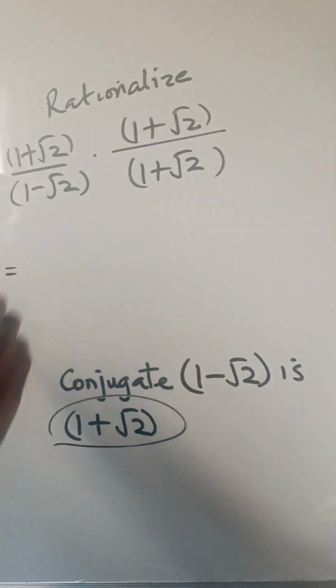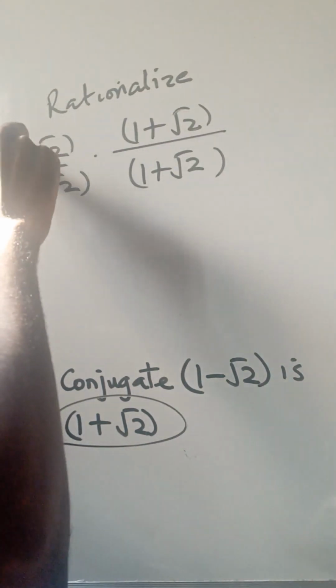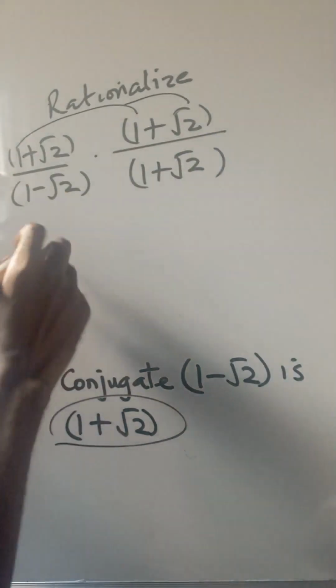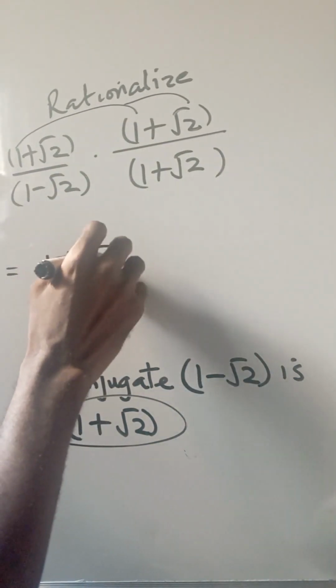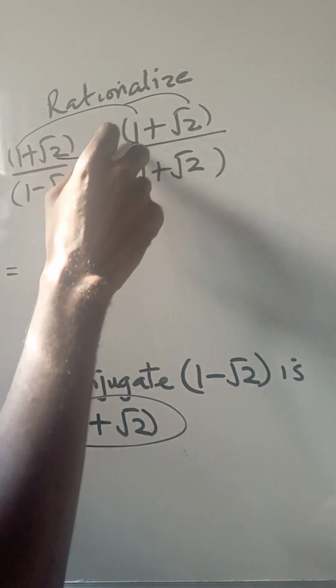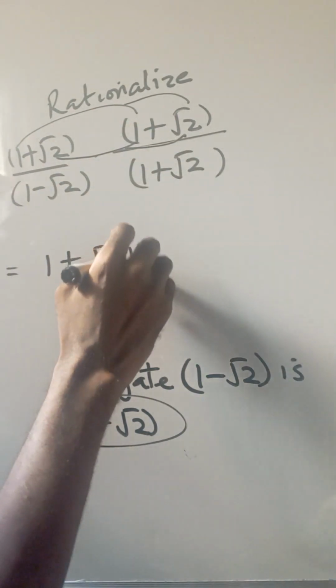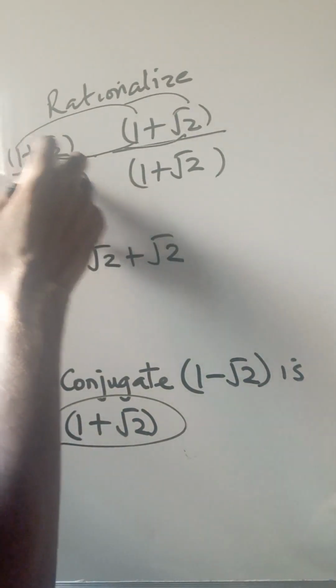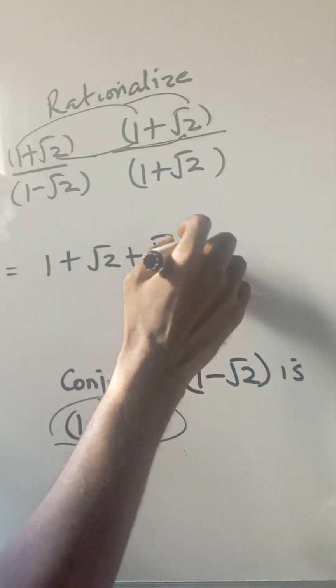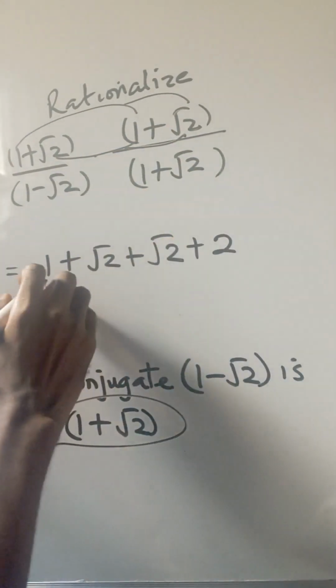Now let's simplify further. 1 will times this and this. So 1 times 1 there is 1. 1 times root 2 is still root 2. And root 2 times this and this. So we have plus root 2 times 1 is root 2. Root 2 times root 2 is root 4, which is 2.